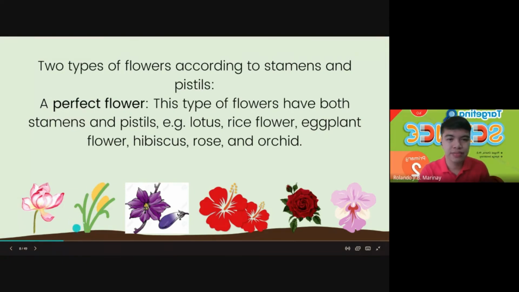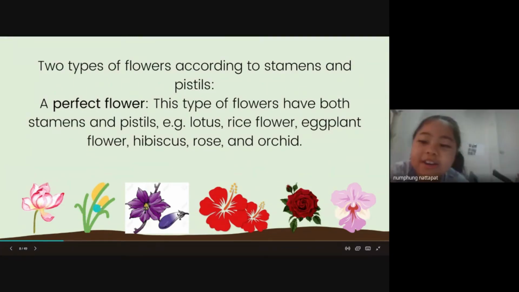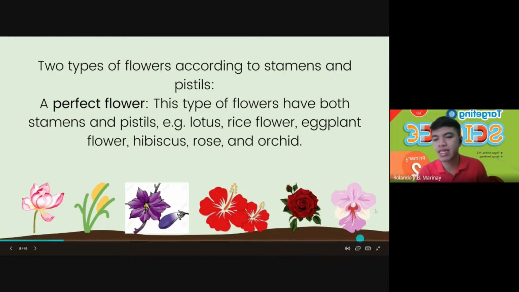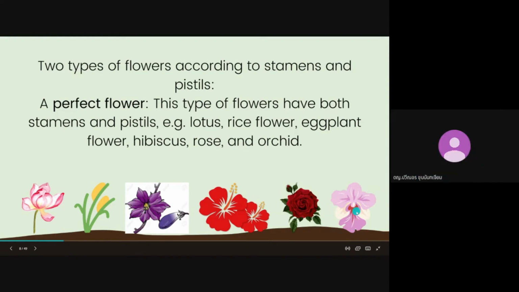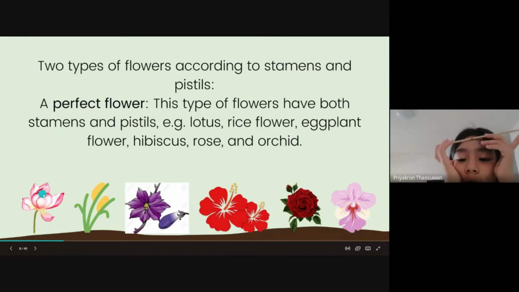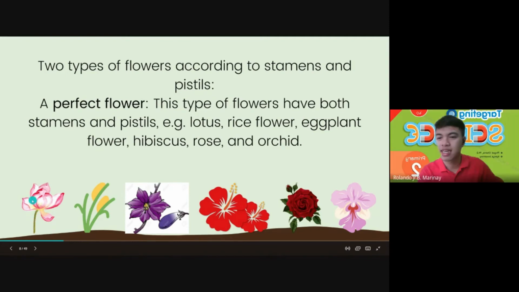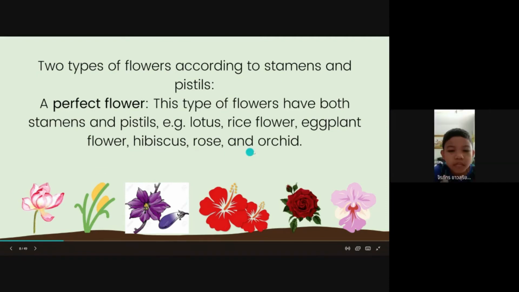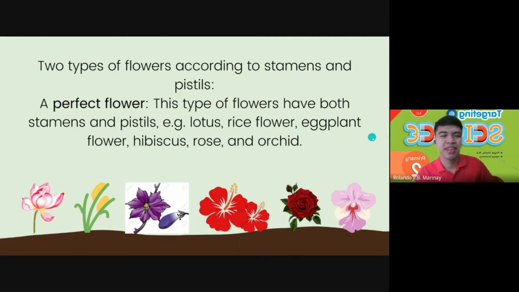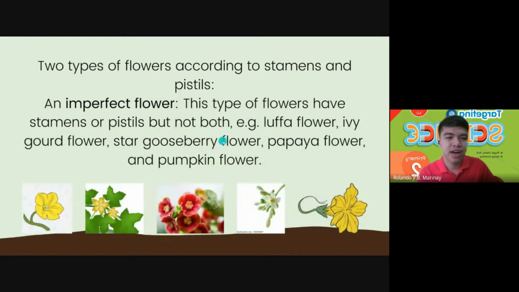What's this? Rice flower. Very good. What's this? Orchid. Say orchid. Okay. What's this? Lotus. Say lotus. Lotus. Okay. In English, it's lotus. Very good, kids. Okay, and there are imperfect flowers.